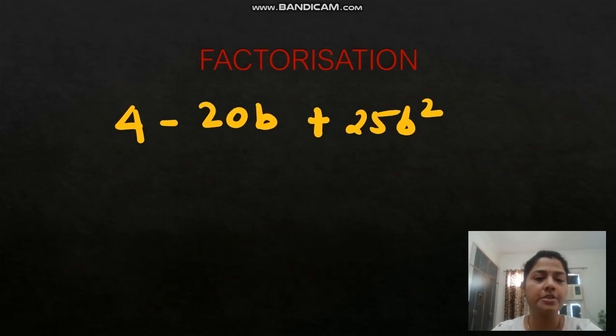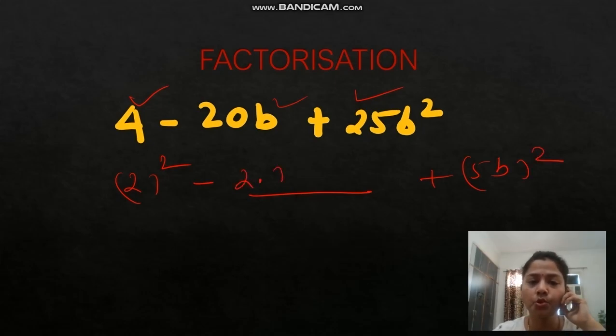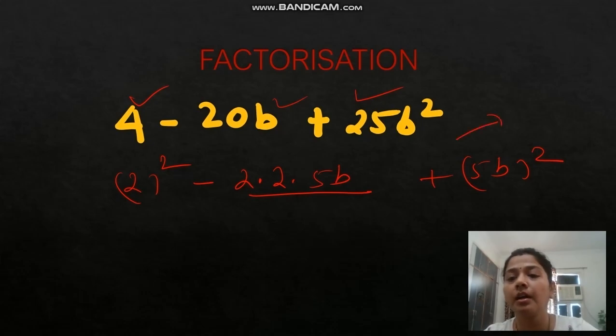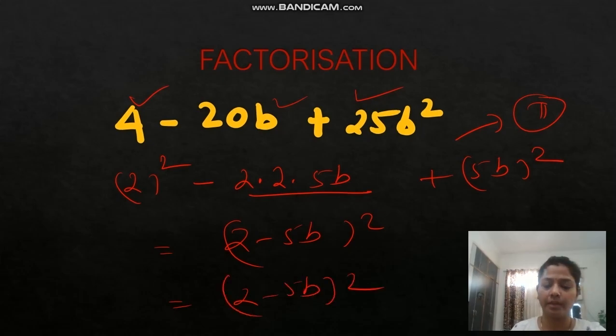Okay, students, let us do one more question. Are there three terms? Yes, there are three terms. Can we write any two terms in the form of their square? Yes, we can write it as 2 whole square minus, leave as it is, plus 5b whole square. Now 2 into this, 2 into this, what is there? 5b. 2 5s are 10, 10 2s are 20. Yes, it is, and it is what? Identity 2. Okay, so it will be 2 minus 5b whole square. It is what? A square minus 2ab plus b square. It is what? A minus b whole square. So it can be written as 2 minus 5b whole square.